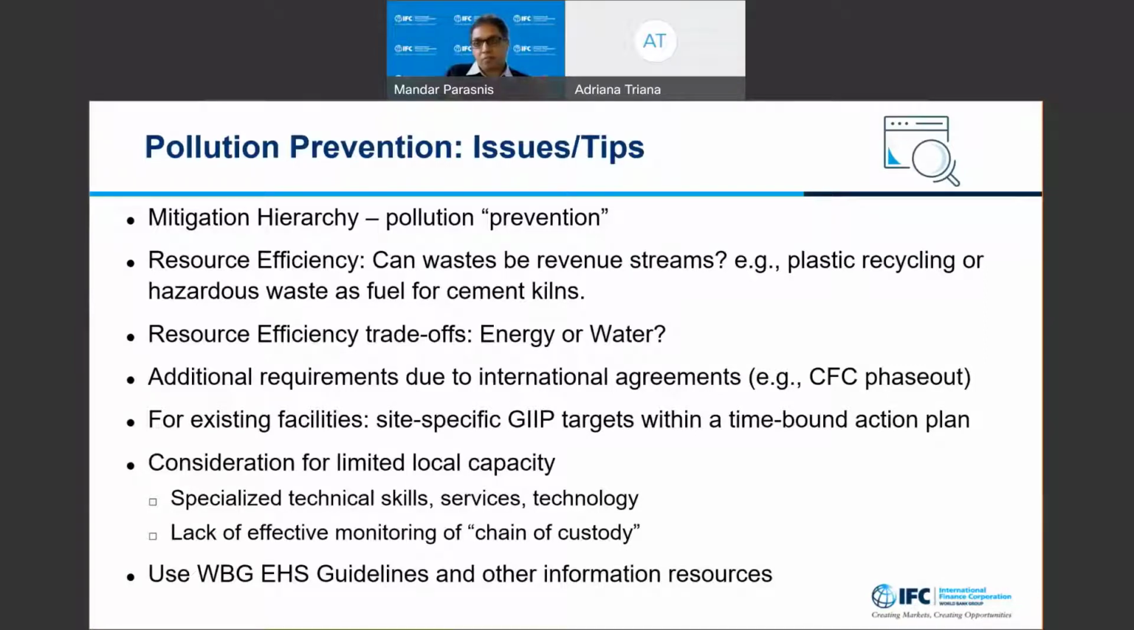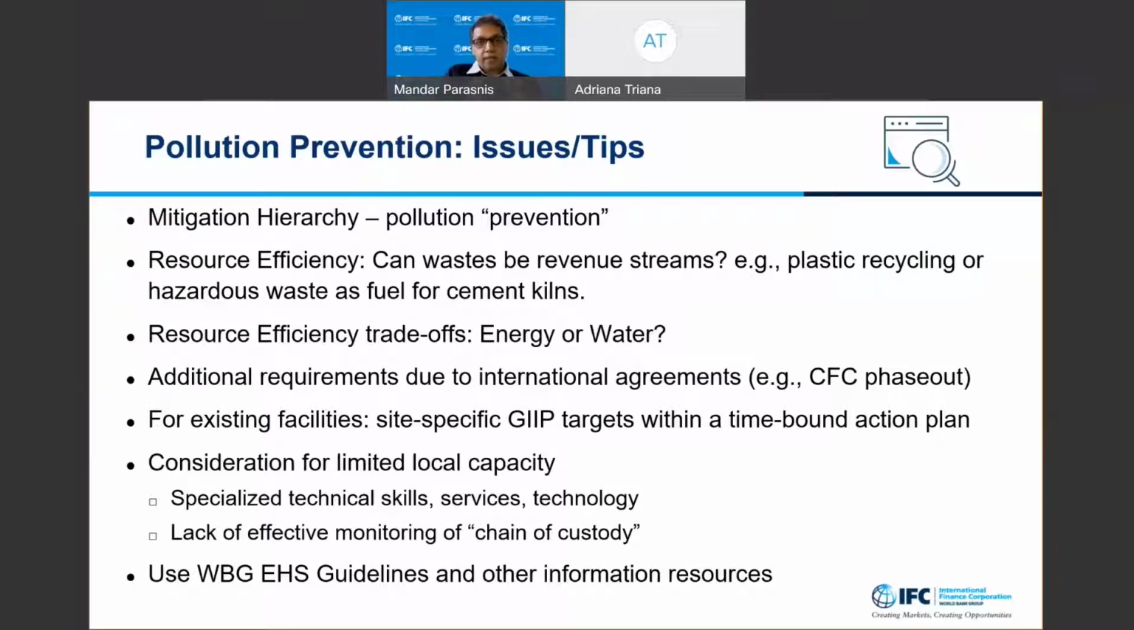Mitigation hierarchy, what is it and how do we do it in practice? But this is again, let me remind, mitigation hierarchy, as I started by saying, is the key for all the PSs. In this case, it's a focus on pollution prevention, resource efficiency. So that's something we try to see.